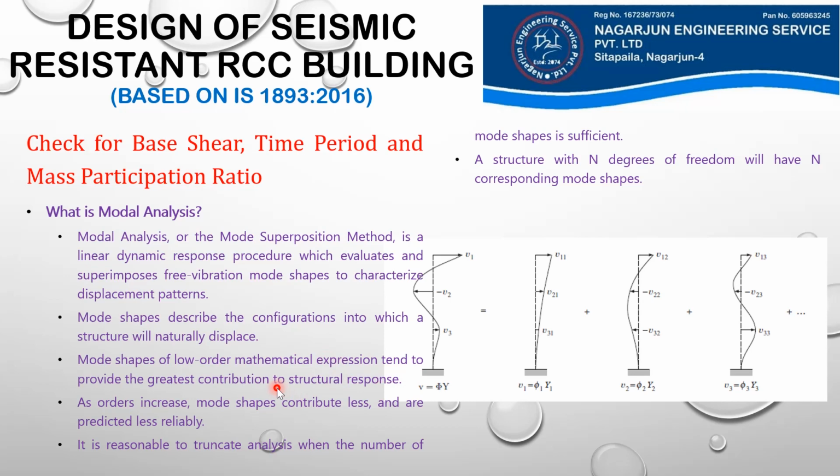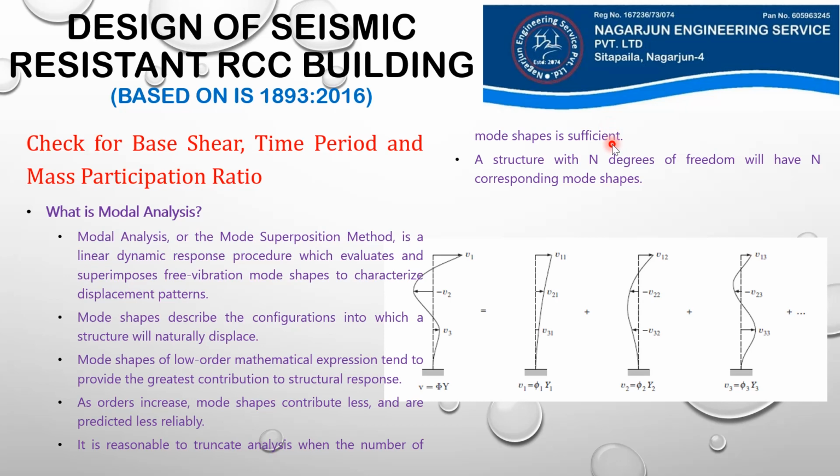Among the many different mode shapes of our structure, which depend upon the number of degrees of freedom in our structure, the lower mode shapes usually have the greatest contribution to structural response. As order of the mode shape increases, mode shapes contribute less and are predicted less reliably. So it is easy to truncate analysis when the number of mode shapes is sufficient.